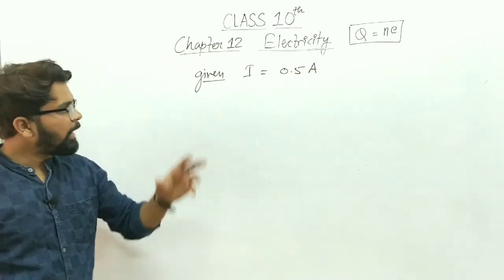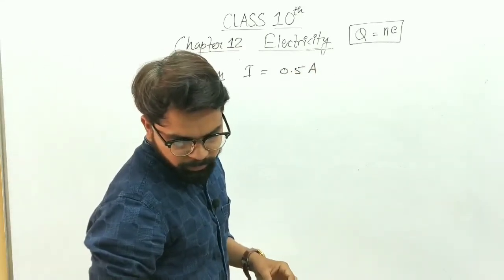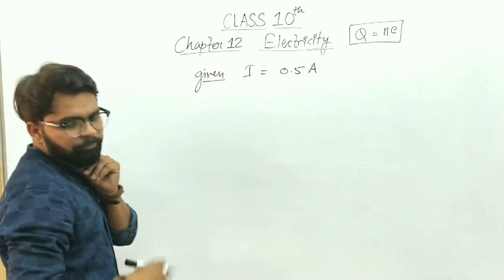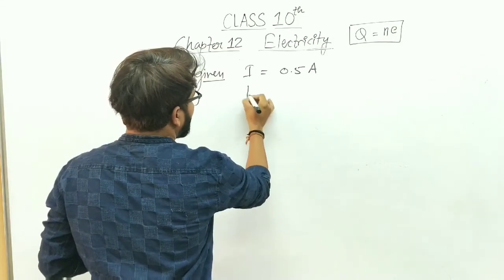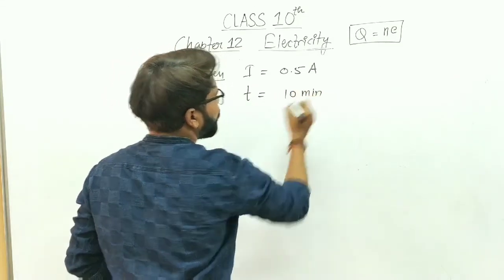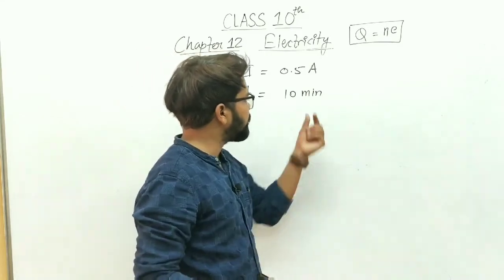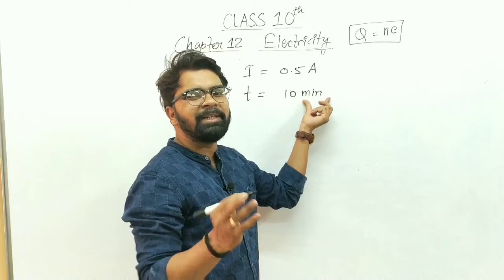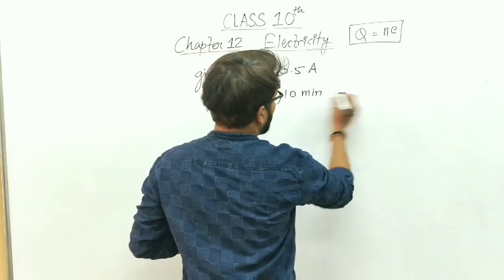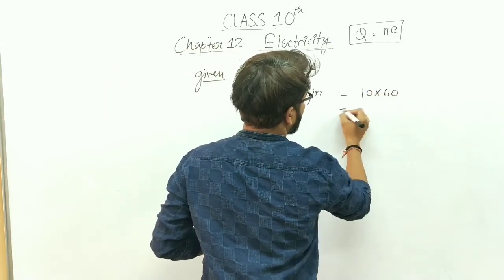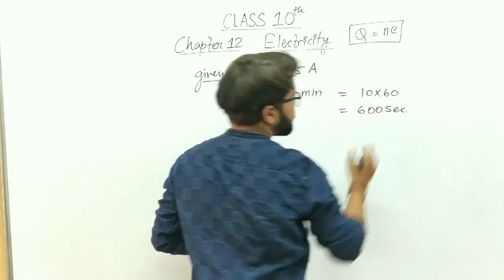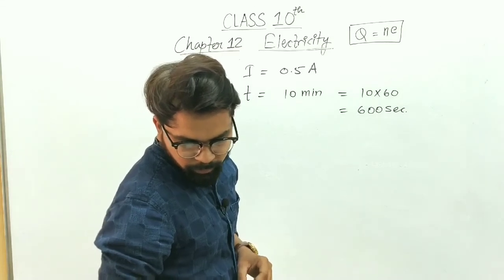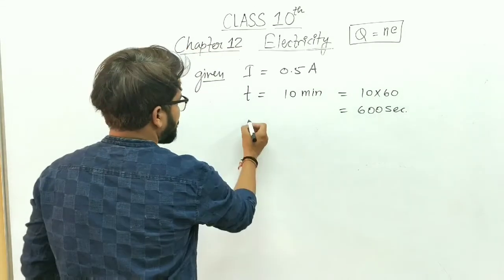The next one is the electric bulb, through which the current is passing for 10 minutes. So our time is 10 minutes. Keep in mind that here it is in minutes, but the SI unit is the second. So we have to convert 10 minutes into seconds. 10 minutes is equal to 10 into 60, so it is 600 seconds. Now, what is it asking? It is asking to find the amount of electric charge, Q.